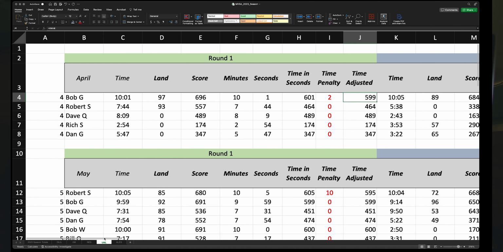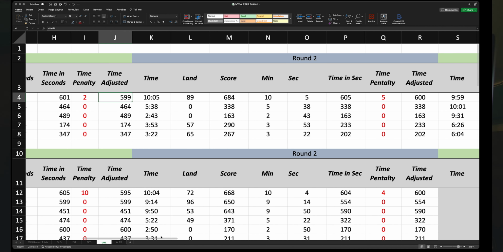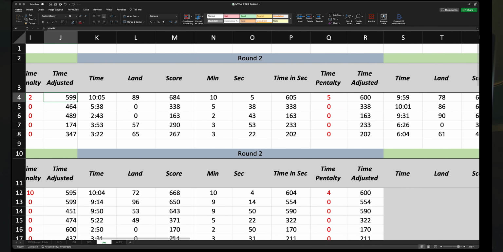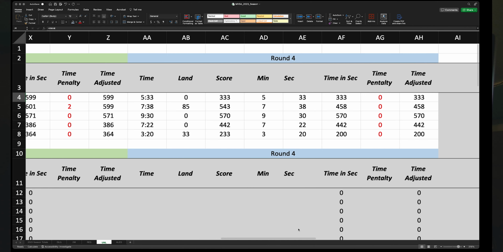Let me see. We flew 4 rounds that day. So this is the first round. This is the second round. This is the third round. And then this is the fourth round.